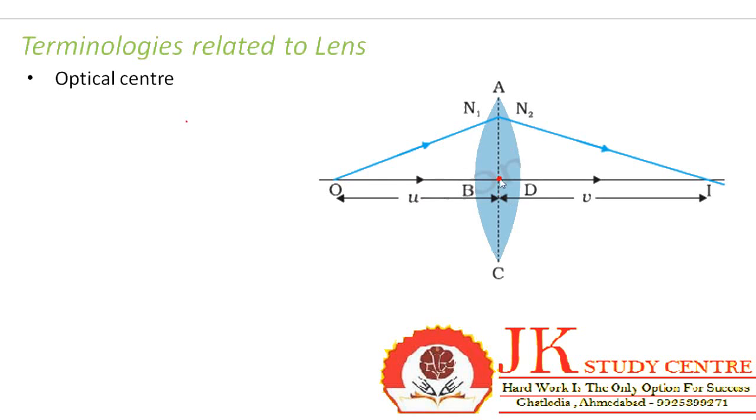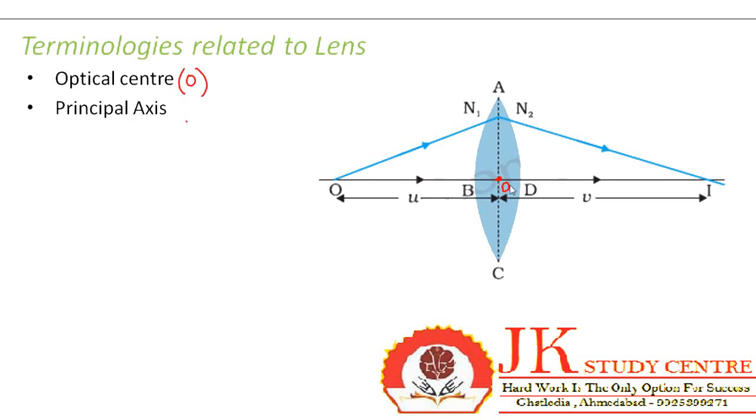When I talk about optical center, it is denoted by a capital O, and it is the center of this lens. So this point is known as optical center. It is similar to what we called the pole in the case of a spherical mirror. So this is analogous to pole.